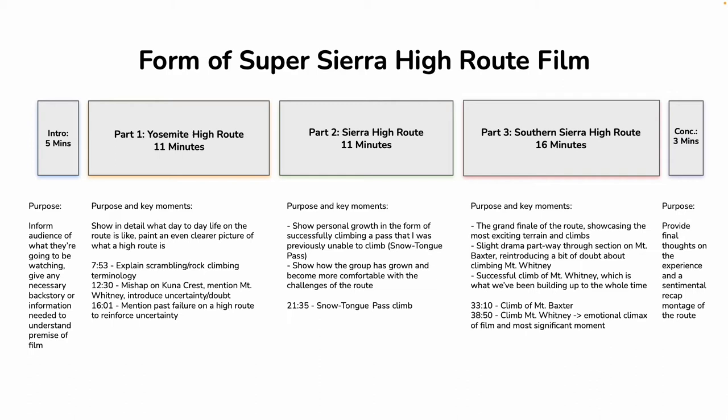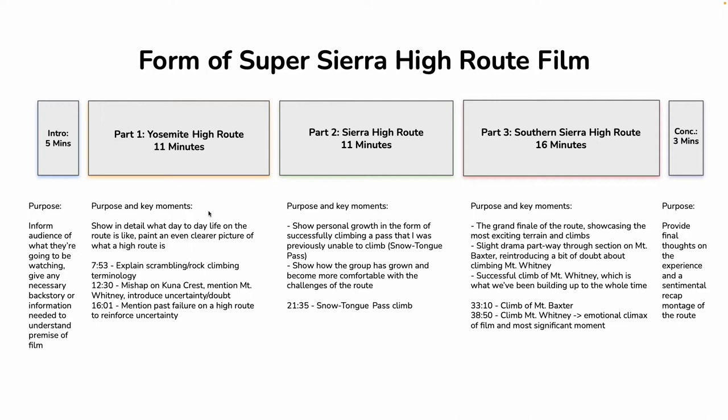The first part's dedicated to the Yosemite High Route. Part 2 is the Sierra High Route. And part 3 is the Southern Sierra High Route. And aside from just making it more digestible and easier to watch, each of these sections has kind of a purpose and key moments. So the purpose of part 1 is to show... I forgot to say one thing.